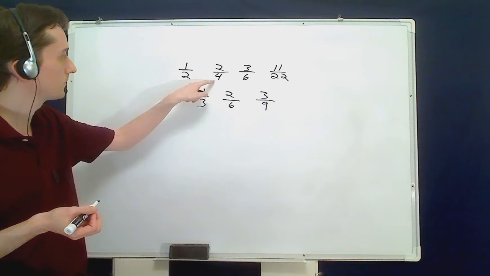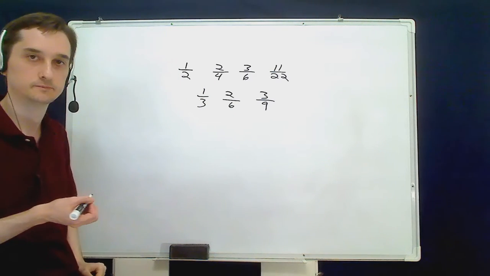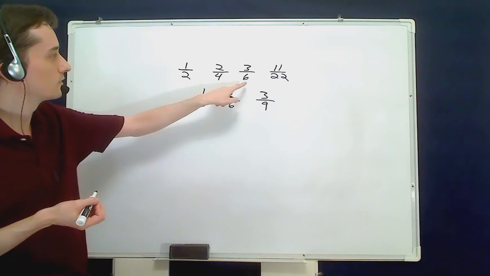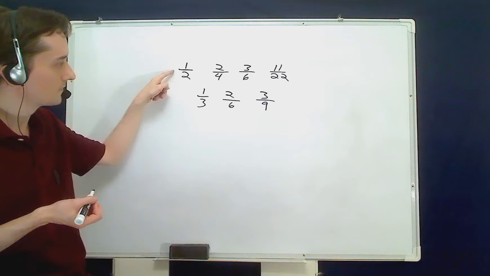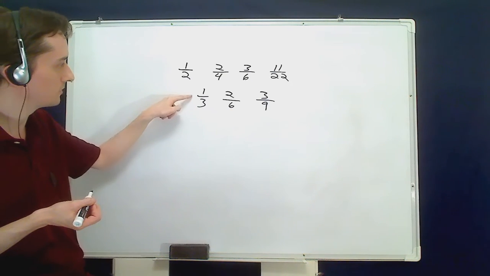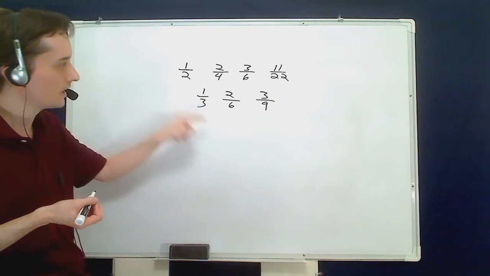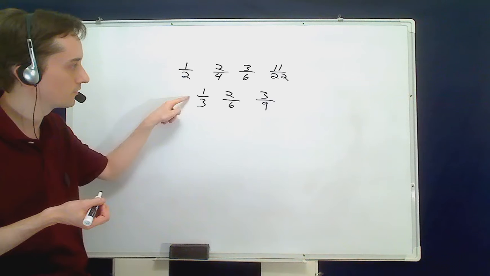2/4, for example, can be obtained by multiplying both the top and bottom numbers of 1/2 by 2. 3/6 is obtained by multiplying both the top and bottom numbers by 3. 2/6 is obtained by multiplying both the top and bottom numbers of 1/3 by 2. And 3/9 is obtained by multiplying both the top and bottom numbers of 1/3 by 3.